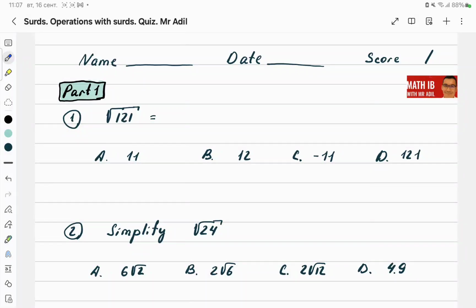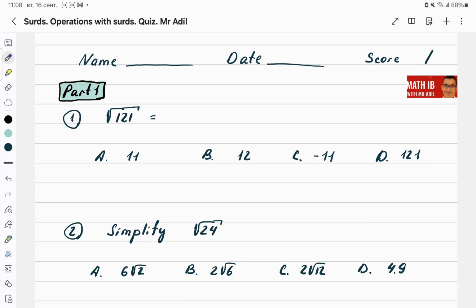Welcome to this video. This video is about surds, operations with surds, and it is a quiz. There are two options for how you can use this video. The first, you can download the PDF file under the video using the link. Another option is to just watch the video, press pause, solve first, and then continue to watch to see the answers.